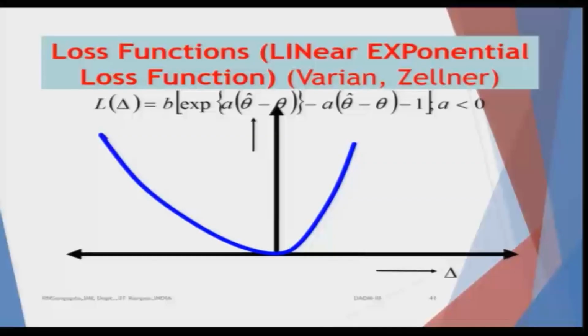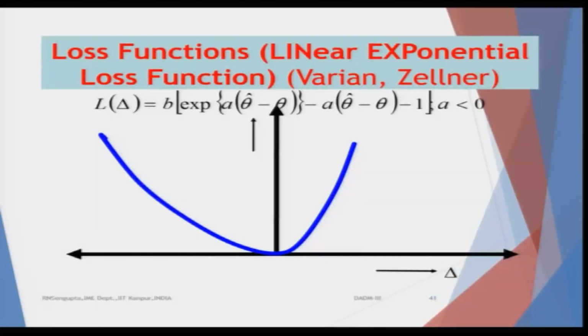Now, consider the fact that I reverse the A value, so I take it negative. When I go into the right hand side, where delta is greater than 0, or theta hat minus theta is greater than 0, the exponential part would become 1 by e to the power some value, because the negative value brings it to the denominator, while the linear part, with a minus A, becomes positive. So the linear part would start dominating the exponential part. The right hand side would look exactly like what we have seen in the previous diagram.